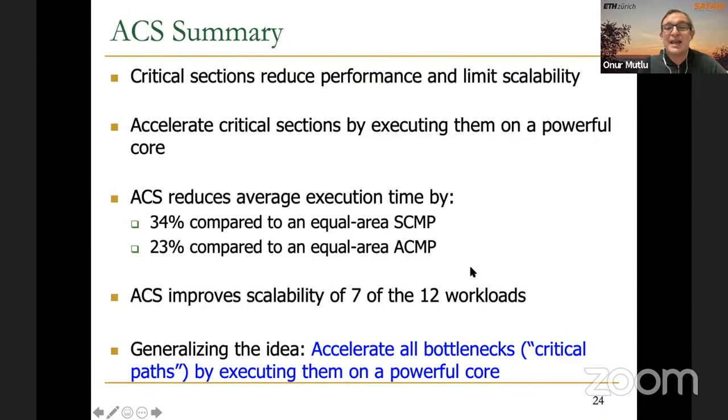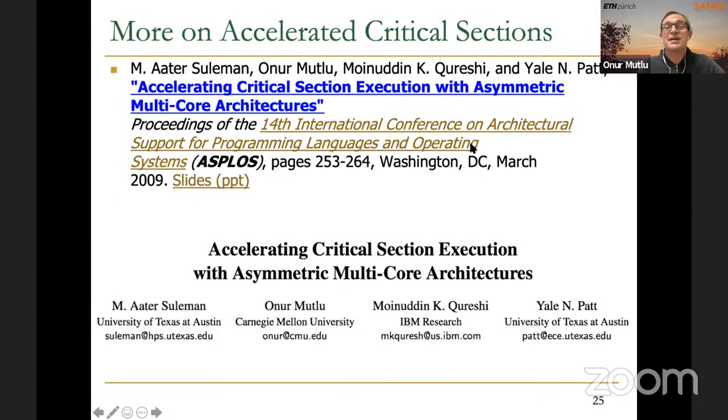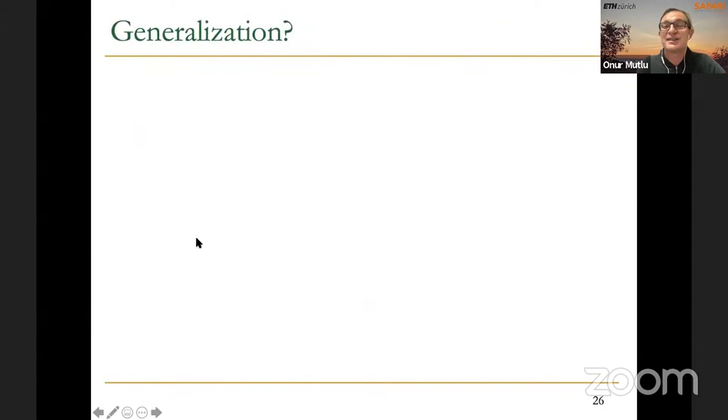Okay, now we would like to generalize the idea. So this is for accelerating critical sections. The question becomes, can we accelerate all bottlenecks or critical paths by executing them on a powerful core? And that's what we're going to discuss next. But this is the paper we discussed, and if you're interested, you can take a look at it in more detail. Any questions before I move to generalization? Okay, there's one question. Please go ahead.